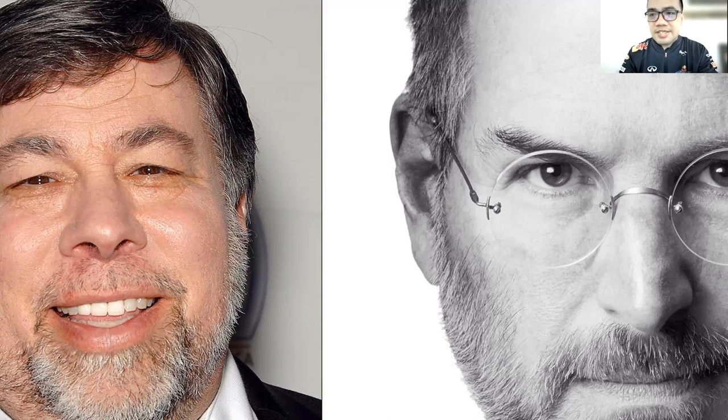Now, these are the two Steves who actually started it all in terms of establishing the Apple company. Steve Wozniak was the electronics engineer, the tinkering guy. He's the one who really made the first Apple computer. On the right side, Steve Jobs is the business-minded person. These two guys are innovators, but in terms of making money and commercializing technology, he did all the work.